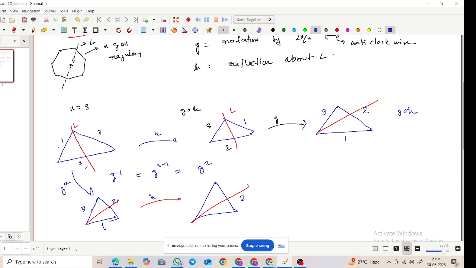This square will be 2 pi by 3, that is 4 pi by 3. Okay, that's fine. Three goes to the place of one, one goes to the place of two, and two goes to the place of three. Yes, but what is the mistake here then? Why is it not working?